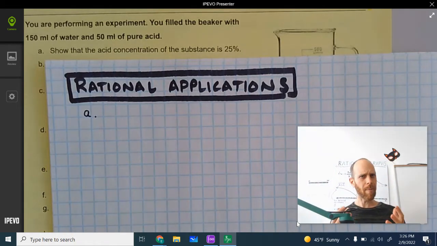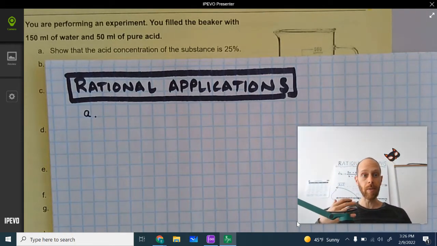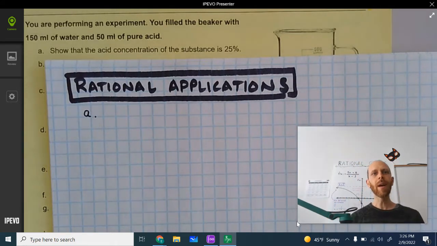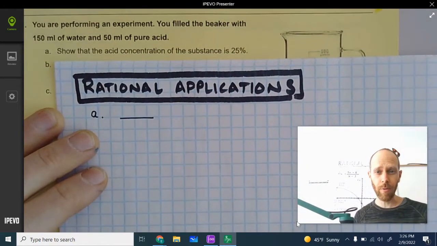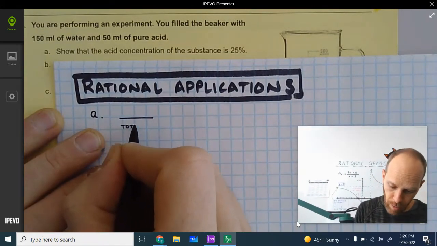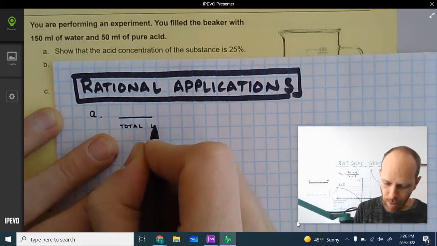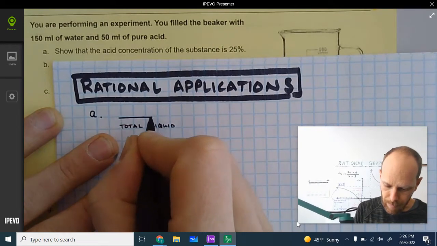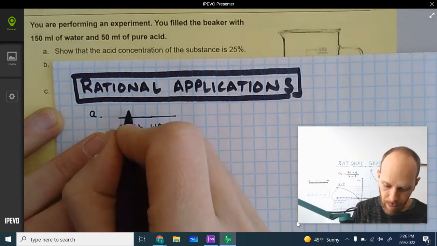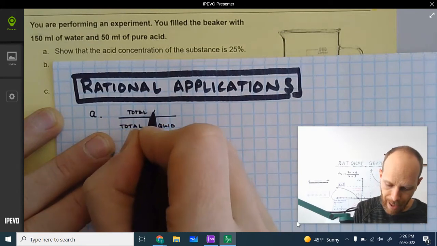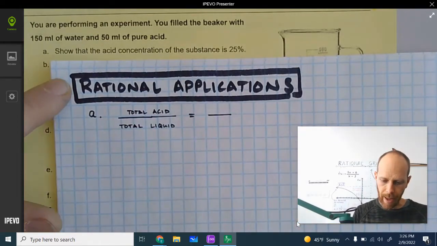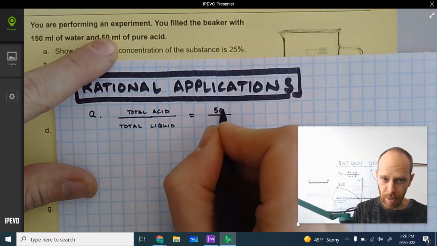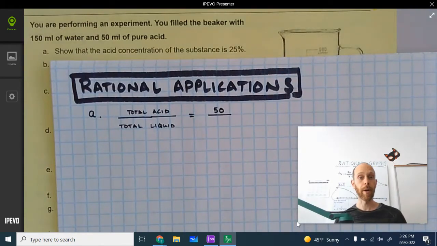And this is a good place to remind ourselves that a concentration is a fraction, which is perfect because fractions are what we've been talking about in this unit about rational functions. So for this fraction, we would say that the total liquid is your denominator. The total acid is your numerator. And to start, we have 50 milliliters of pure acid.